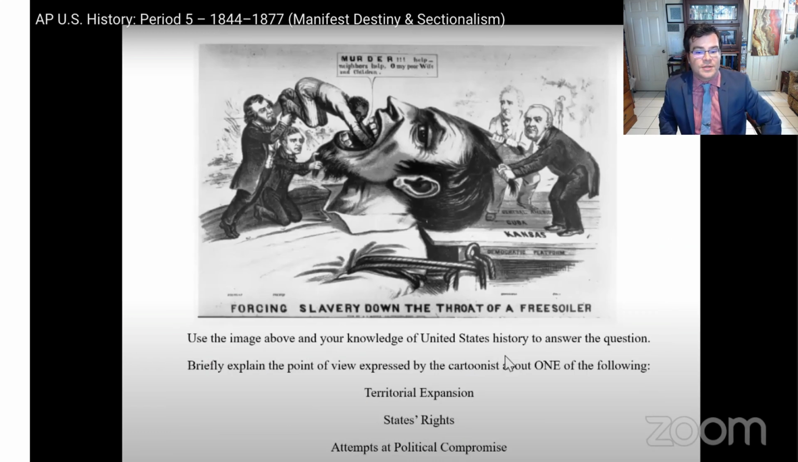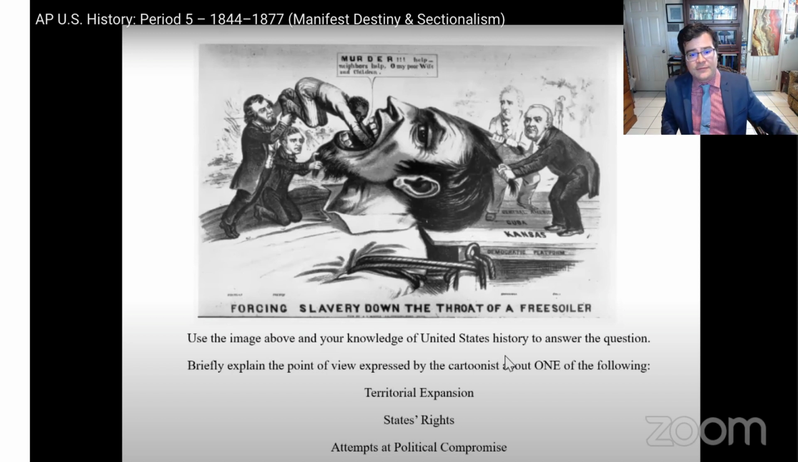Oh, this is a creepy picture. We looked at this before. Okay, so Democratic platform, look, Kansas, Cuba, they want to expand slavery. Help murder, help, neighbors, help. Oh, my poor wife and children. They're pushing the slavery, forcing slavery down the throat of a free soiler, right? So this is supposed to shock you, right?